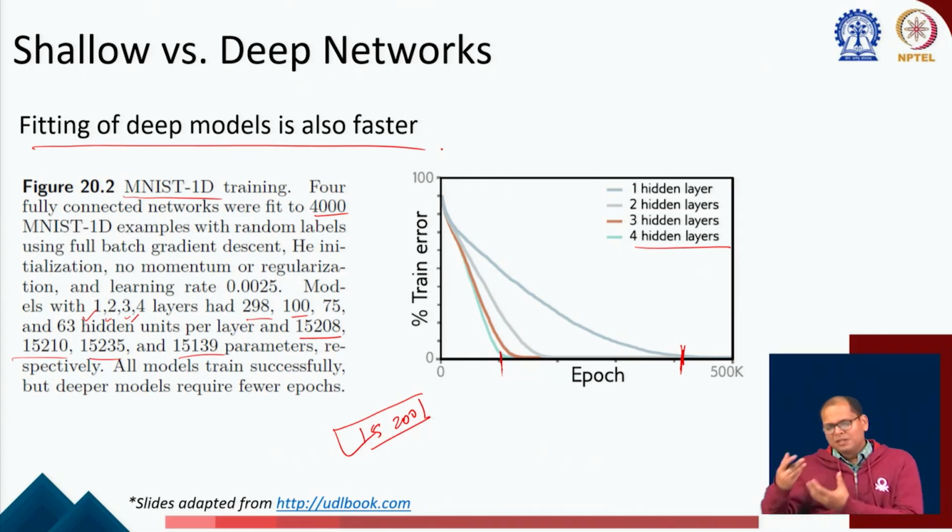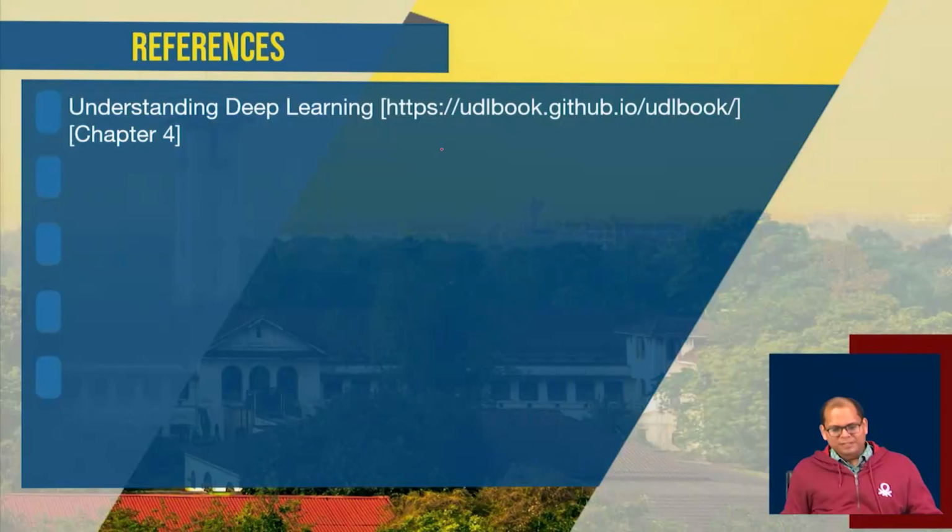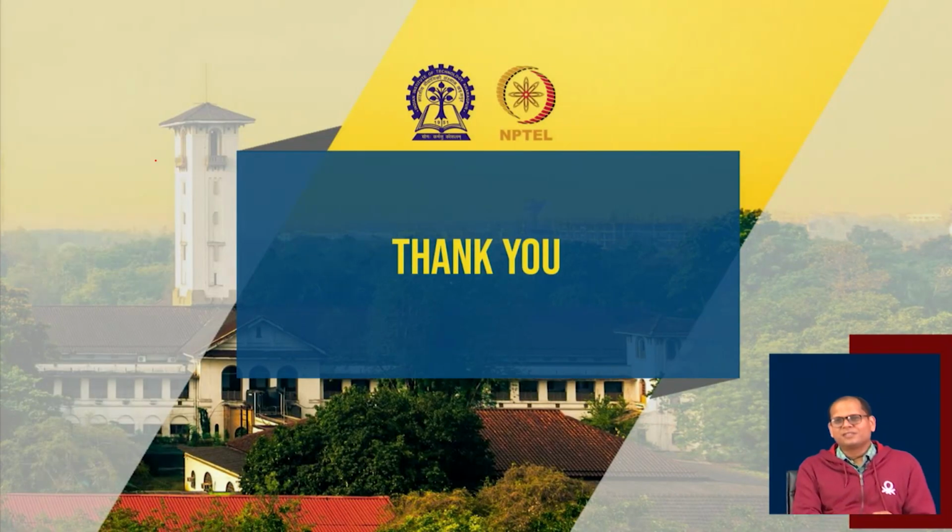So these are some evidences of why deep neural networks are preferred over shallow neural networks, and we will typically use these deep neural networks with multiple layers for different architectures. You can go through chapter 4 of our UDL book to learn more about deep neural networks, and we will continue from here in the next lecture. Thank you.